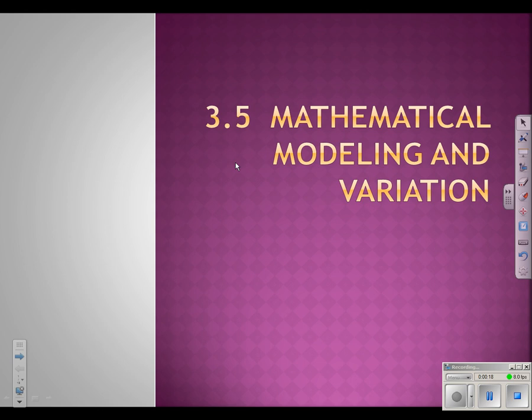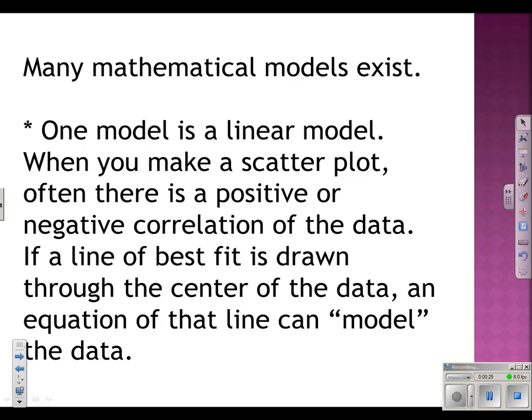All right, so if everybody's on page 289, we've been talking about different mathematical models. One of the main ones is a linear model. In class today, we were talking a little bit about scatter plots and how oftentimes in a scatter plot you have positive or negative correlation. In other words, the dots kind of line up.